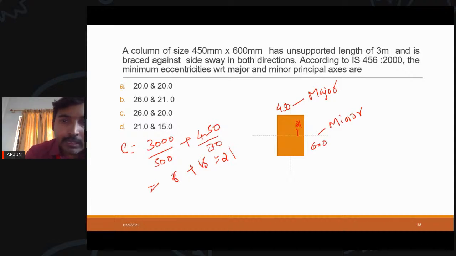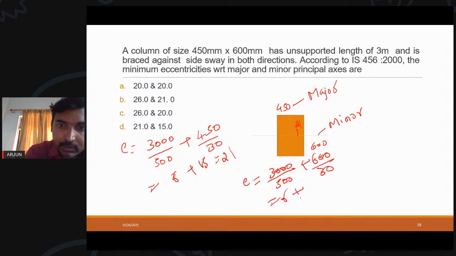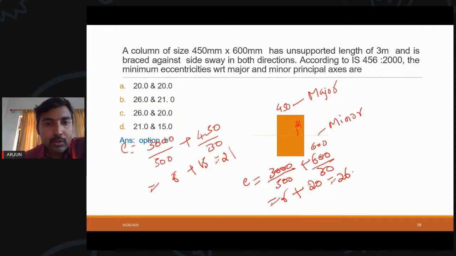Then with respect to major axis, if you compute the e, 3000 divided by 500 plus 600 divided by 30. So this is 6, this is 20, it will become 26. So 26 and 21 is the correct answer. So option B will be your correct answer. So option B is the answer for your value.